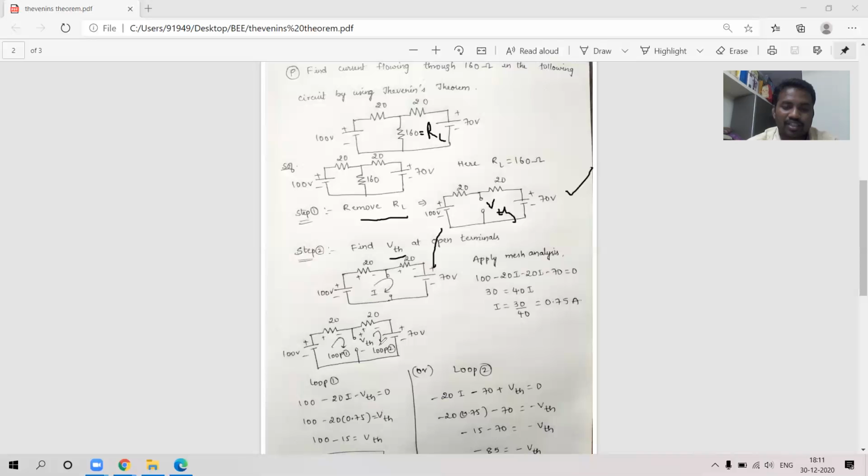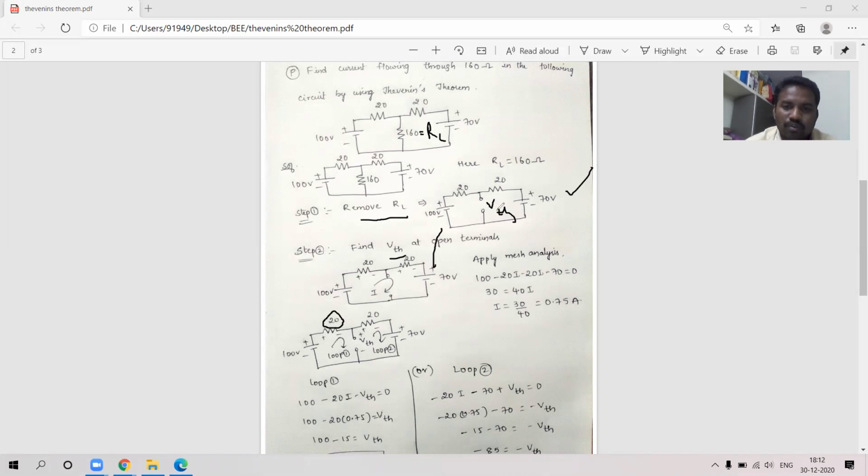Before finding VTH, what is the current? Because we don't know the current here. I want the VTH across this. Actually 100 volts is there, and the 100 volts will appear. But there is some resistor. If there is no resistor, this 100 volts would appear at the open circuit. But because of this 20 ohms, there is some drop across this resistor, and the remaining voltage will appear across the VTH terminal. So in order to find VTH, we should know the current.